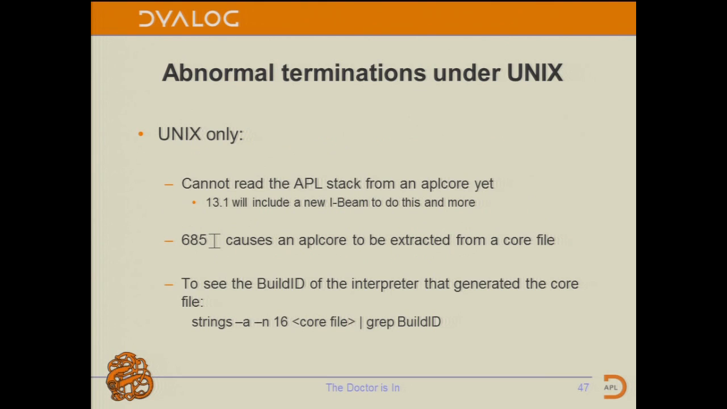On Unix, you can't read the APL stack from an APL core yet. We're working on that for 13.1. We have introduced in the last month, I think, a new I-beam for Unix only, which allows you to dig an APL core file from a core file. And on Unix, if you want to see which interpreter has resulted in a core file, you can use that expression.